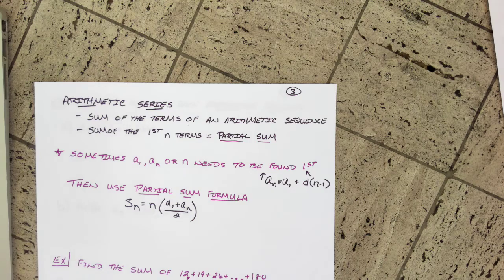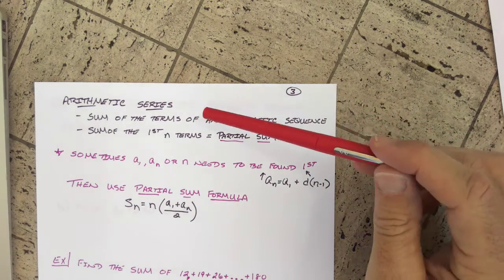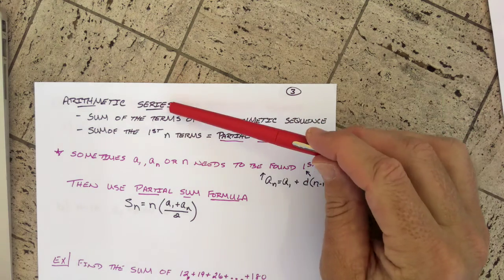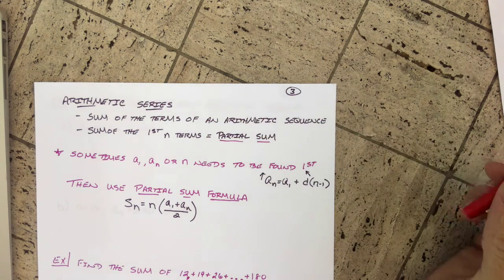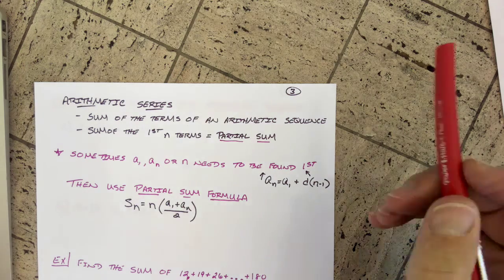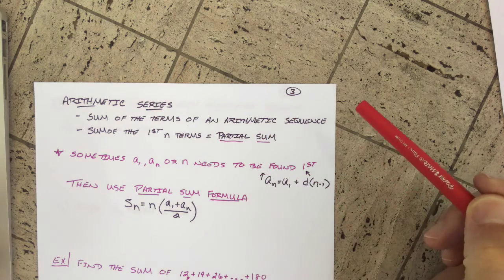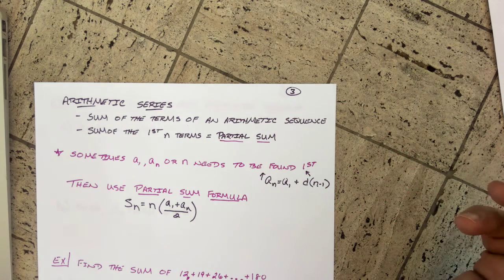Arithmetic series then is the next part of our topic today. By definition, it's the sum of the terms of an arithmetic sequence. So whatever that sequence is, we're adding them all up. The sum of the first n terms would be considered a partial sum. And we'll have some formulas to do this.